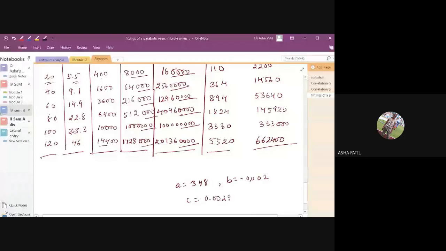0.0029. See, this value sometimes it may be written like 2 into 10 raised to minus 3. So this 10 raised to minus 3 will be somewhere in the corner. So don't note it down as just minus 2. It will be displayed as minus 2 into 10 raised to minus 3, maybe in your calculator. So take values, note them correctly. These are the values of A, B, and C.